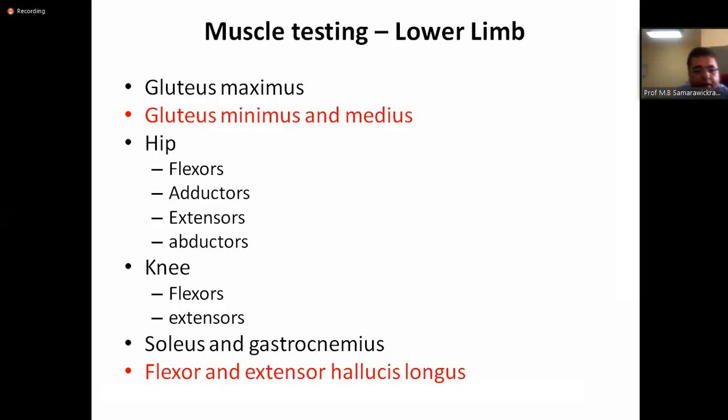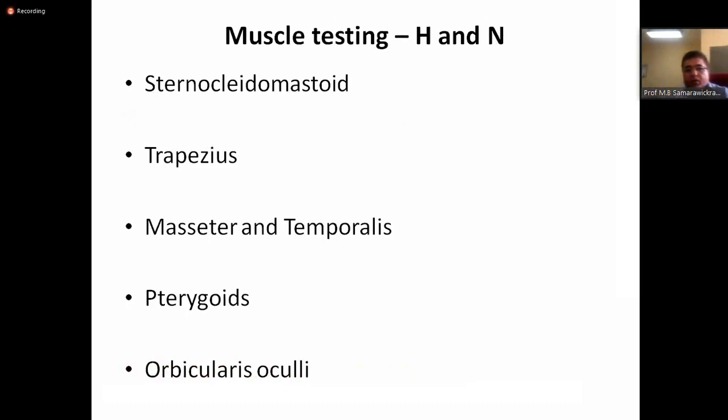toes, right? Then flexor and extensor hallucis longus, again same thing. So the flexor hallucis and the extensor hallucis you can test by testing the interphalangeal joint of the big toe flexion and extension, right? Only thing you have to know is what is the function of the muscle or the group of muscles. You have to do the function against resistance, right?